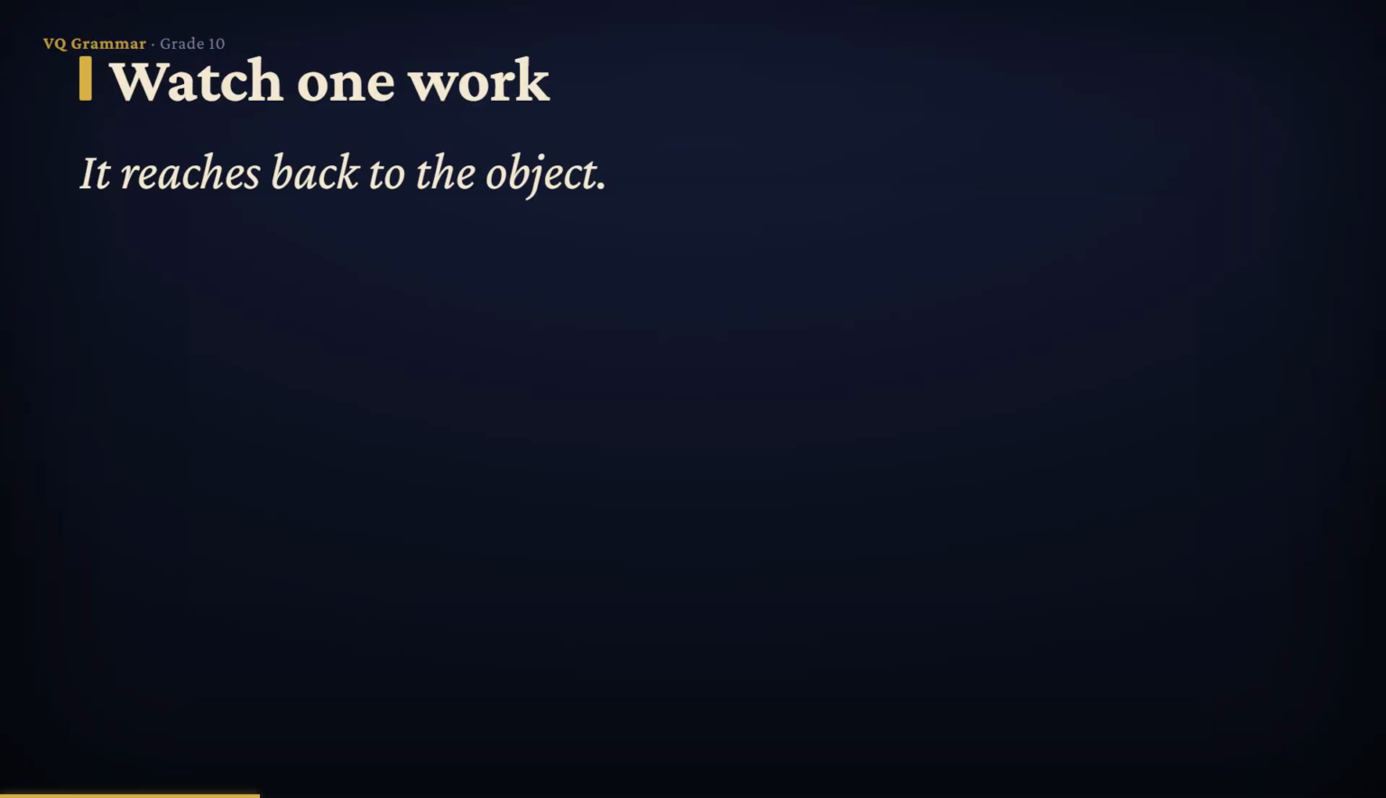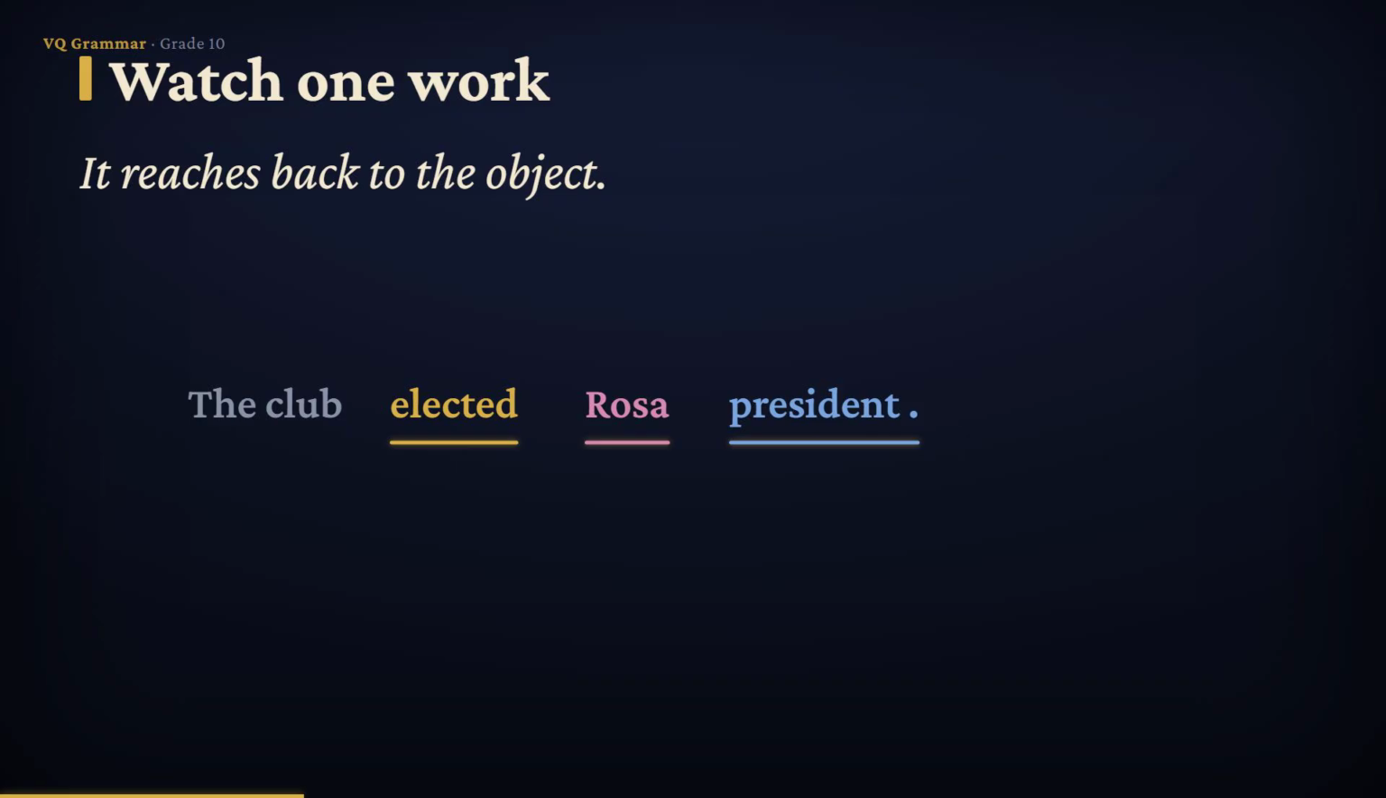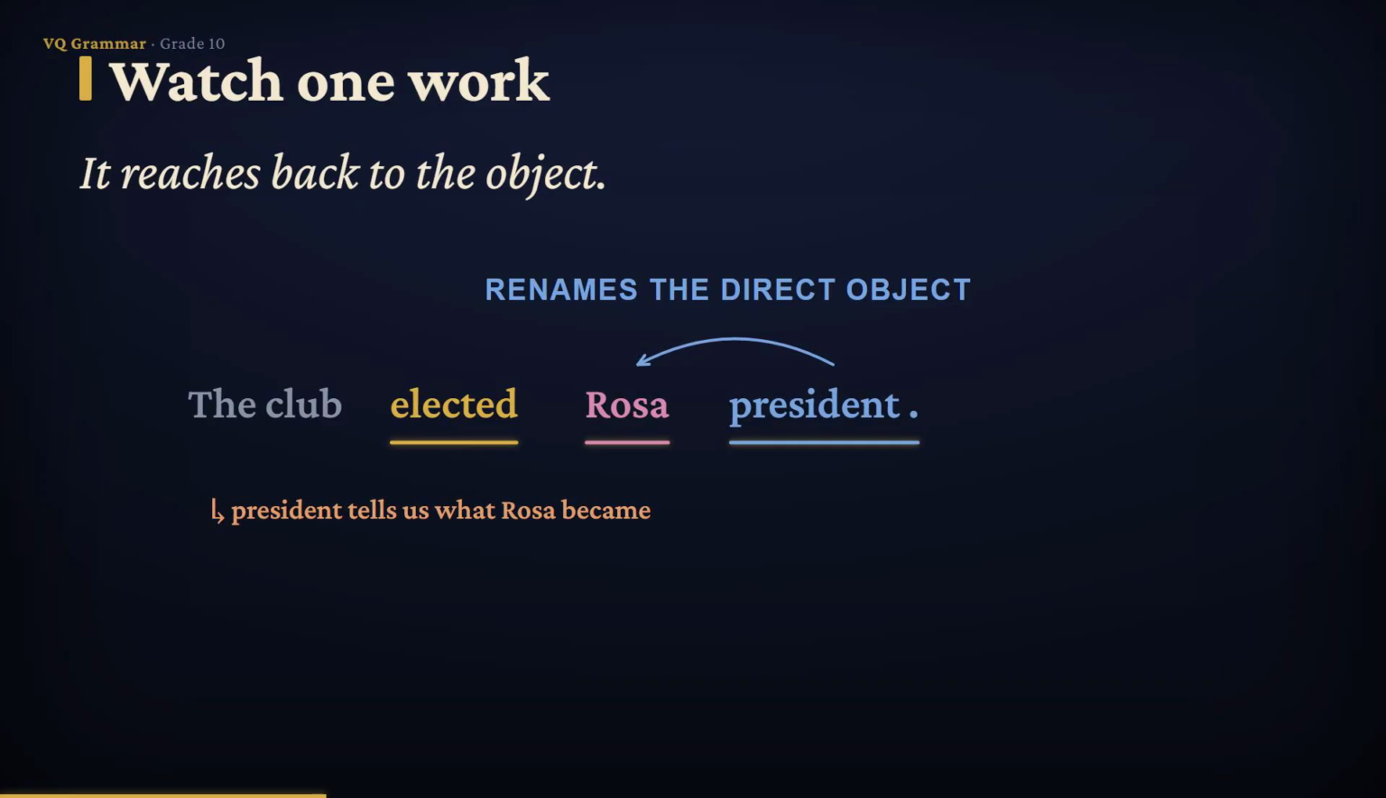Let's watch one work. The club elected Rosa president. Start with the verb, elected. That's an action, and it's one of our trigger verbs. Now ask, elected whom? Rosa. So Rosa is the direct object. But the sentence still isn't done. Elected Rosa what? President. And look at what president is doing. It reaches back and renames the direct object. President tells us what Rosa became. Rosa equals president.